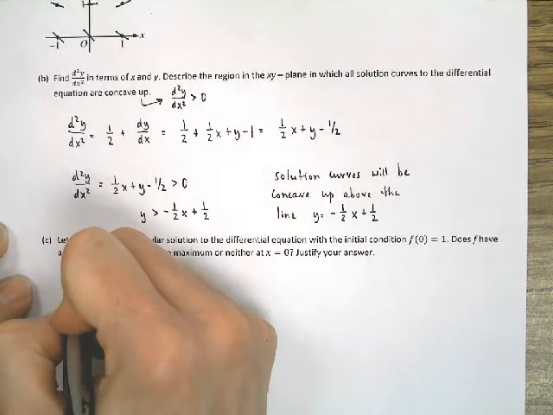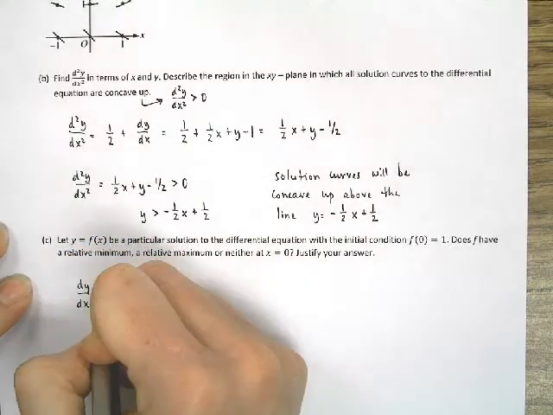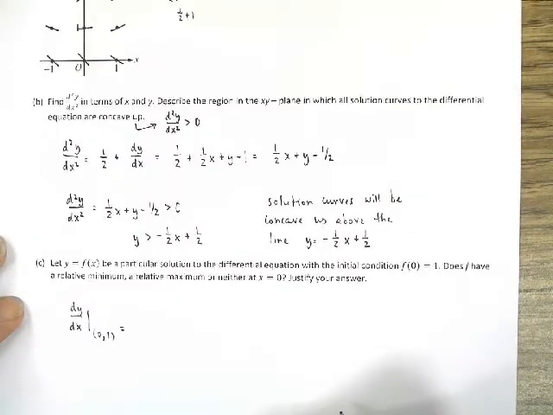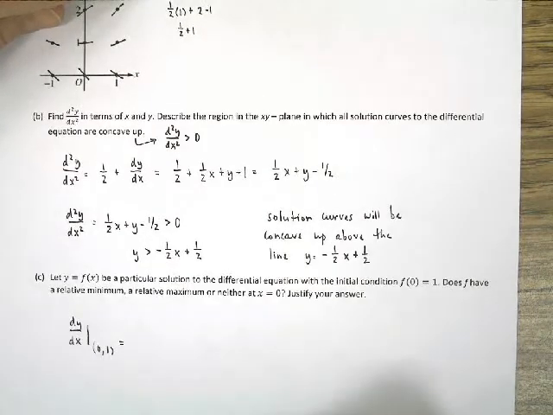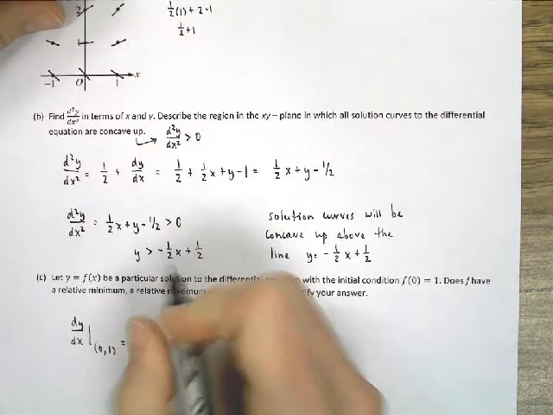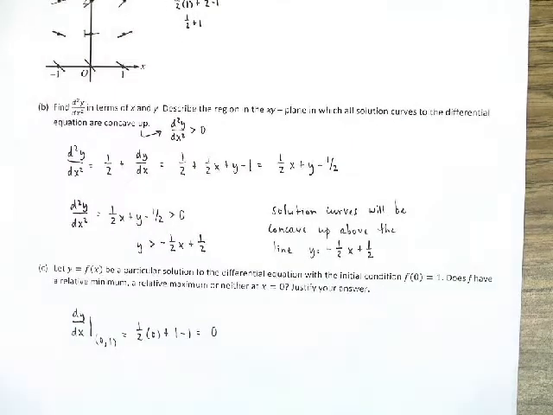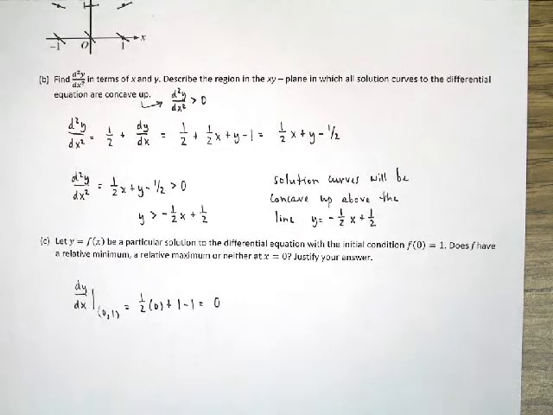I'm going to take my first derivative, dy/dx, and I'm going to evaluate it at the point (0, 1). So again, if I look back to the top here, if I plug in 0, I'm going to get 1/2 times 0 plus y is 1 minus 1, so that's equal to 0. So if my derivative is equal to 0, I know I have a horizontal tangent there. So it seems like I'll have some extreme value.